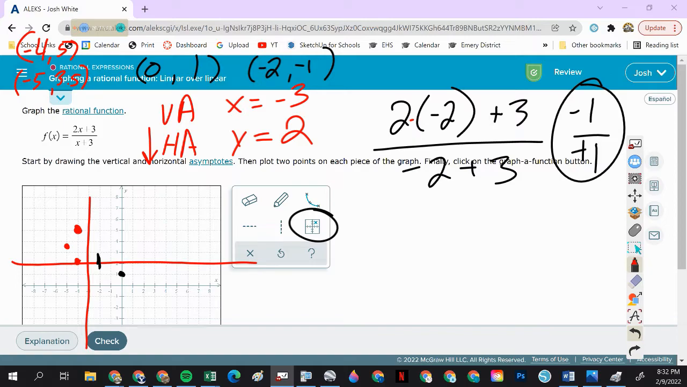So -2 comma -1 right there. Now I push the graph button and it should draw my rational expression. Looks like that.